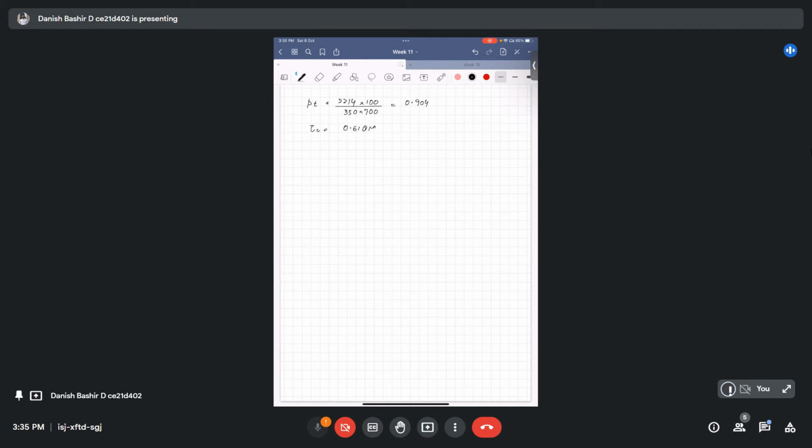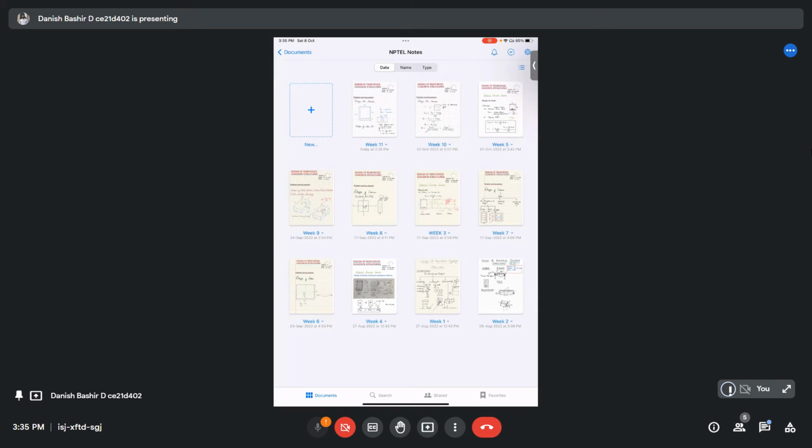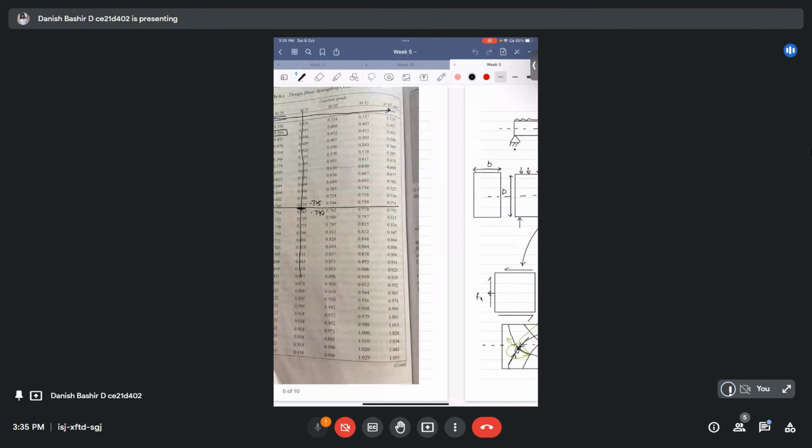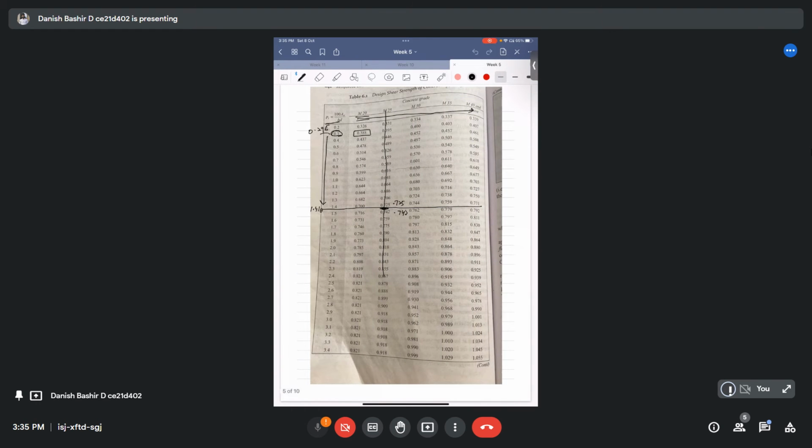I have shown you this table many times whenever I have done a design problem. Let me show you here again. Shear. In this table, our FCK is 25. Look into this column, and our PT is 0.9. Look here, you will get your value somewhere here. What value have we taken? 0.618. You will see we have taken approximately that one.